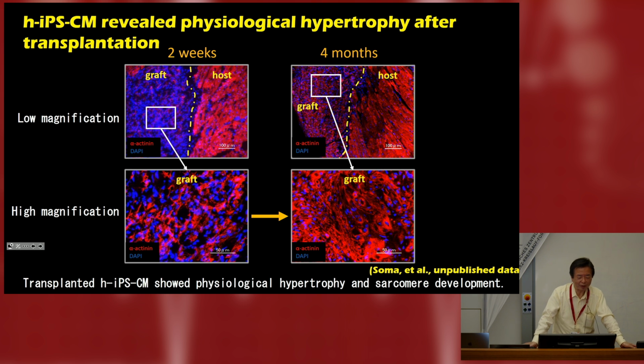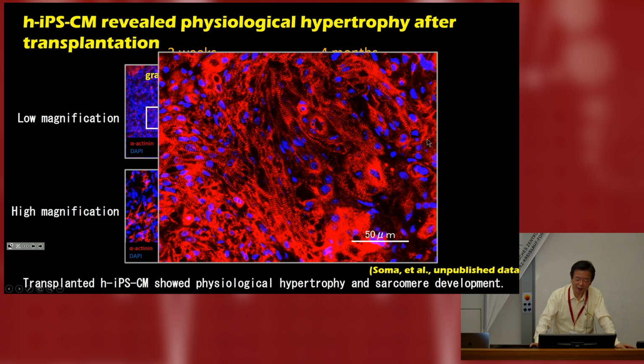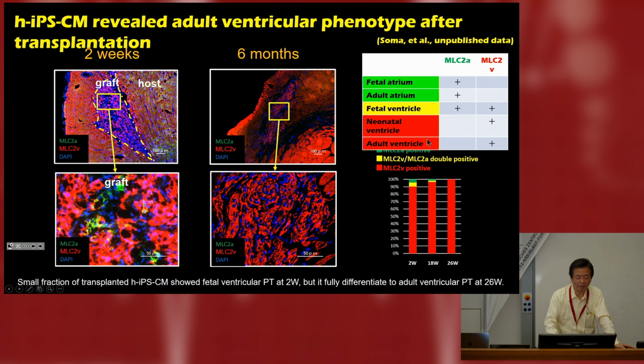This is the result of cell transplantation. The left-hand panel indicates 2 weeks, the right-hand panel 4 weeks. And these are the graft. This is higher magnification. At 2 weeks after transplantation, the transplanted cardiomyocyte size is very small. However, after 4 months, these transplanted cardiomyocytes show physiological hypertrophy like this. The transplanted cardiomyocytes are elongated, and they get bigger and bigger after transplantation.